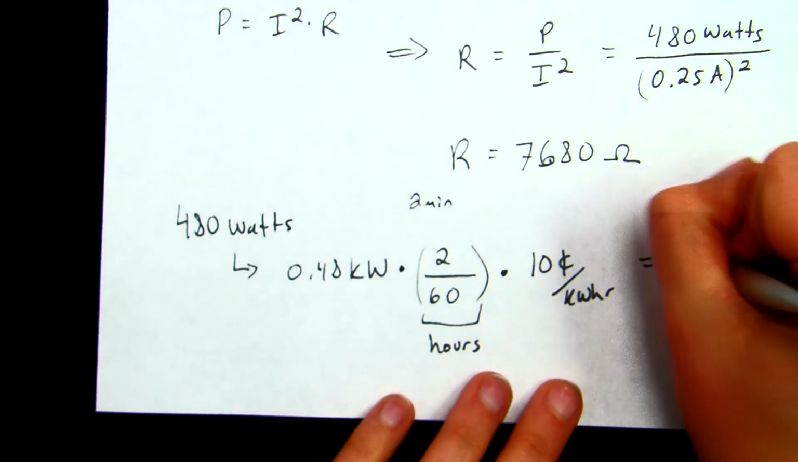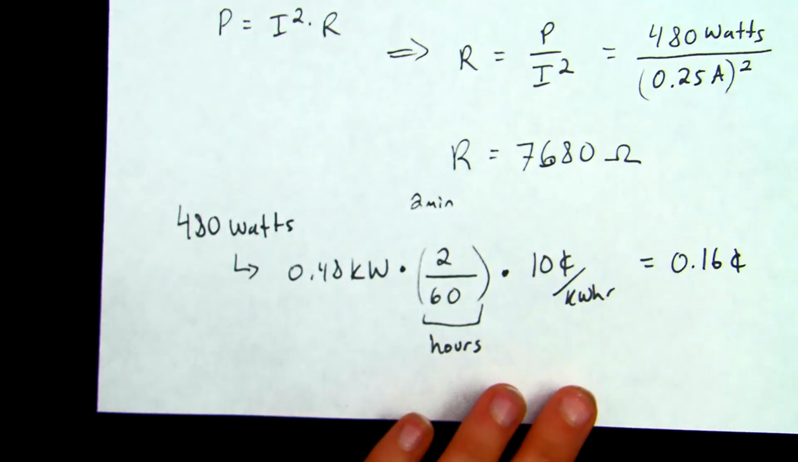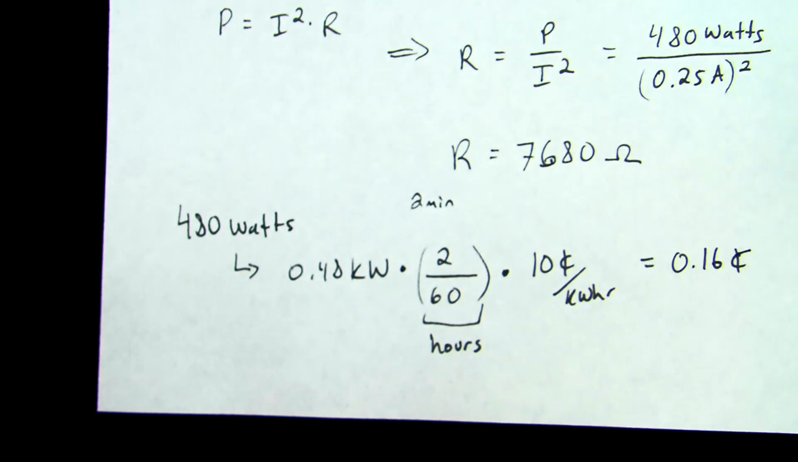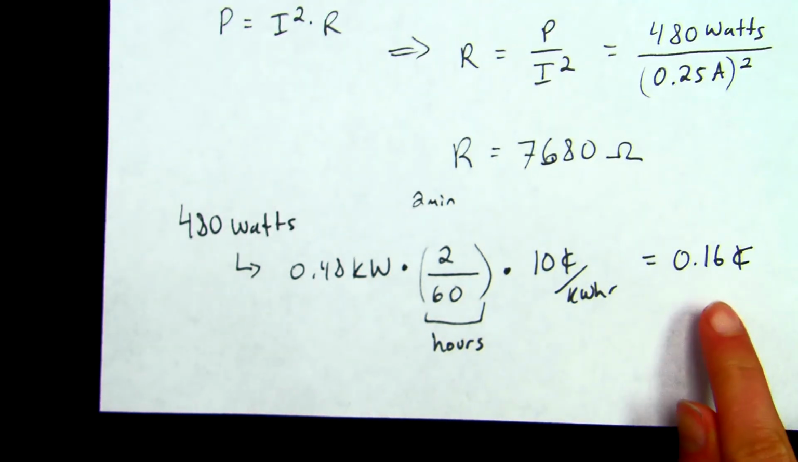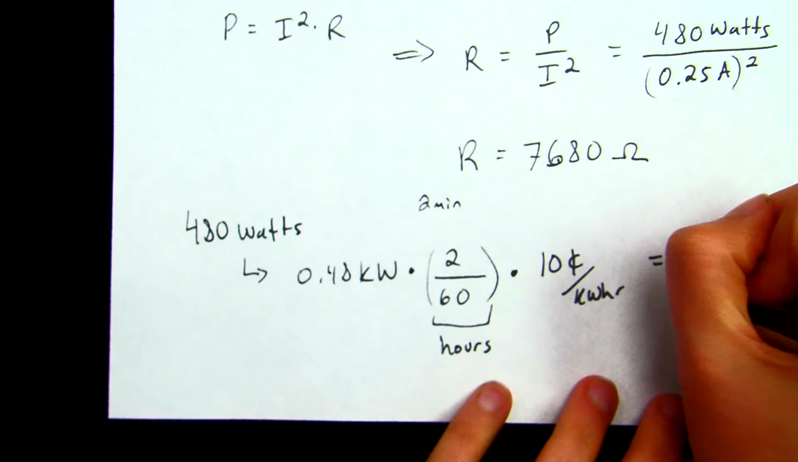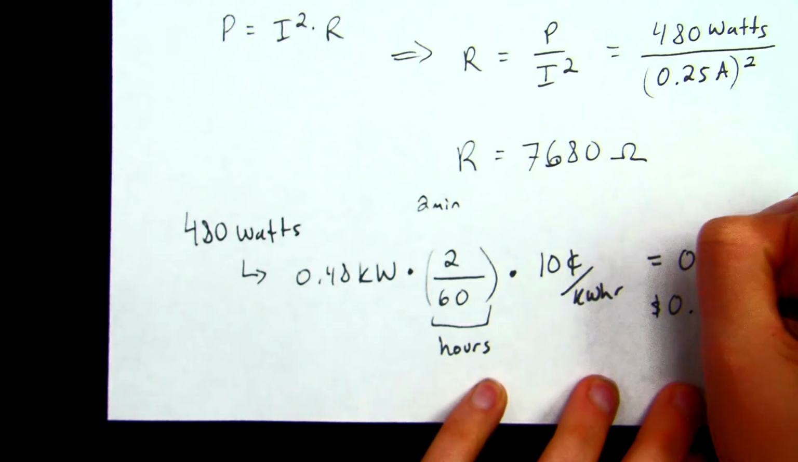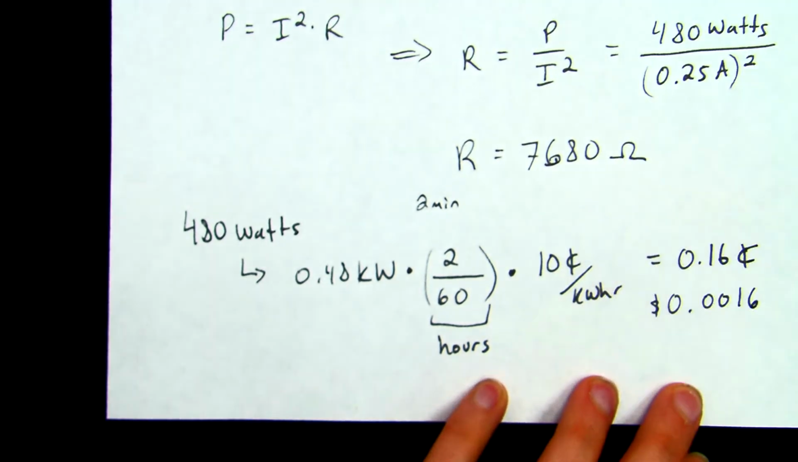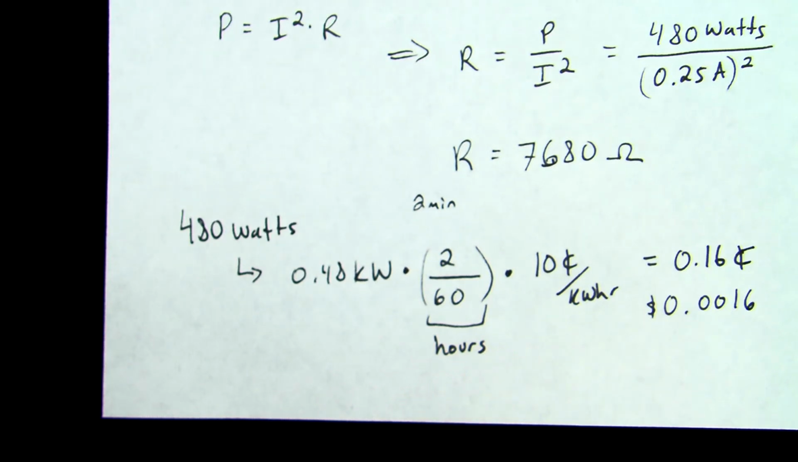A grand total of 0.16 cents. Now be careful to not say that this is 16 pennies. This is actually 16/100ths of a penny. If you could take a penny and break it up into 100 teeny tiny pieces and take 16 of them, this would be your cost. Another way to write this would be $0.0016.